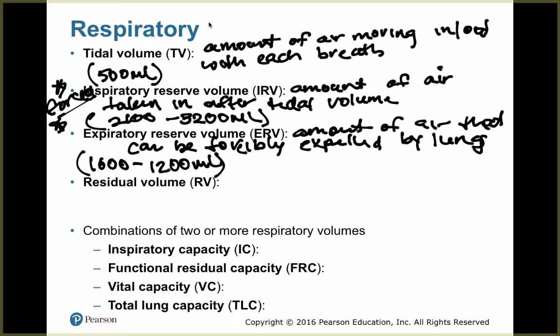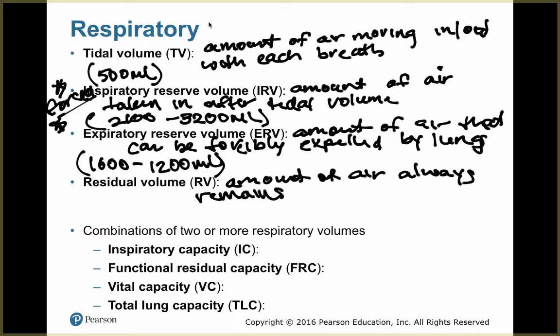And residual volume is the amount of air that always remains in the lungs. We need this just to keep the alveoli open.